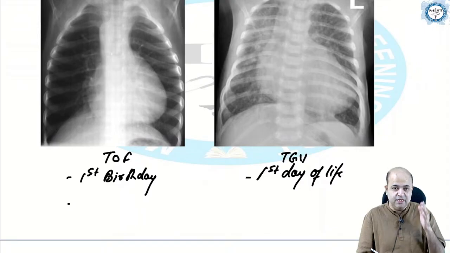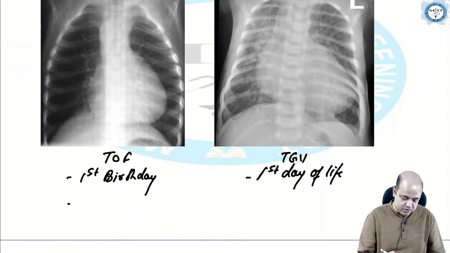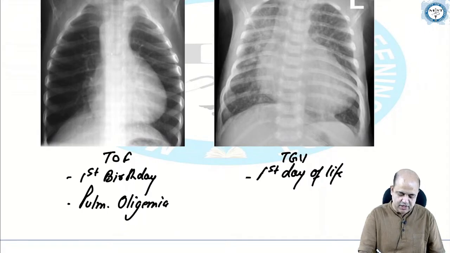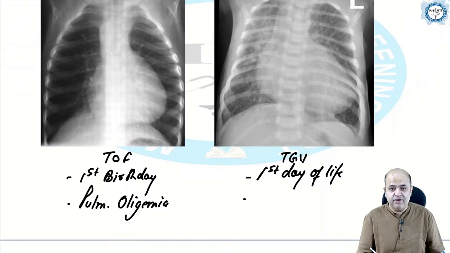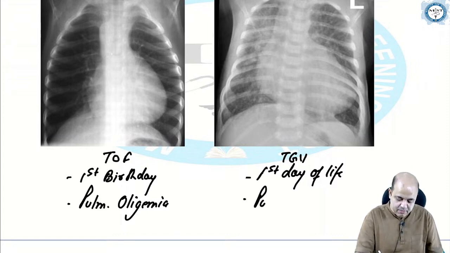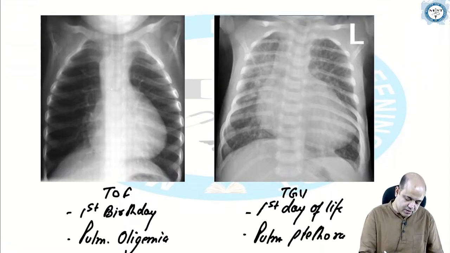In tetralogy of Fallot, because of the pulmonary stenosis, there is decreased pulmonary blood flow. There is a pulmonary oligemia. In the transposition of the great vessels, there is increased blood flow. The blood flow which was meant for the entire body is now coming to the lungs. There is increased pulmonary blood flow, that is called pulmonary plethora.